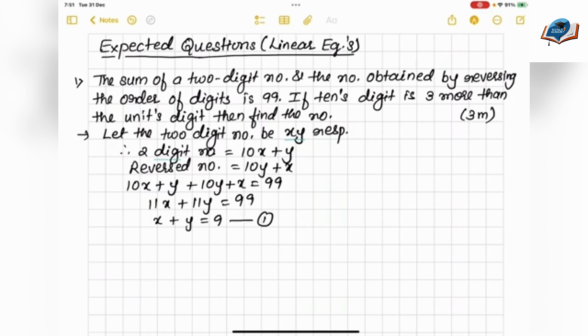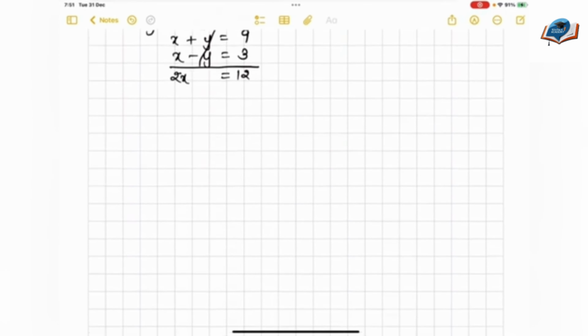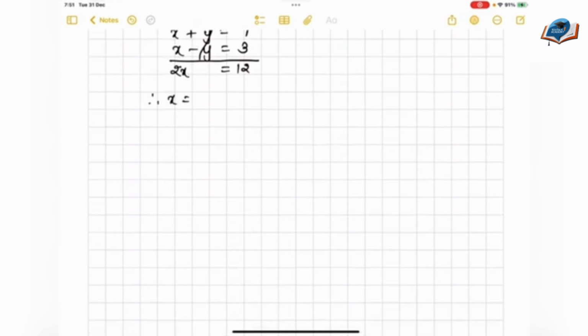So this is the first equation. It is also said that between the tens and unit place the difference is 3, so x minus y equals 3. This is the second one. Now adding 1 and 2, I get x plus y equals 9 and x minus y equals 3. When I add, y gets cancelled and I get 2x equals 12. So x equals 12 upon 2, that is 6. Therefore x equals 6.